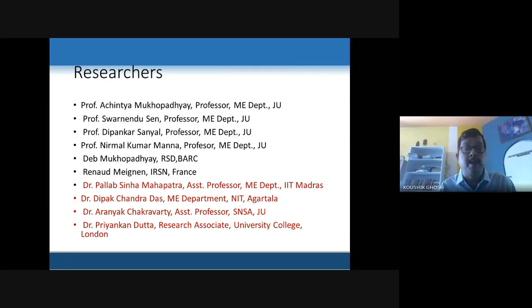First, let me just highlight the researchers involved in this work. I essentially work in a group. You can see here Professor Achinta Mukhopadhyay, Professor Swarnendu Sen, Professor Dipankar Sanyal, and Professor Nirmal Kumar Manna, who are involved in this work. We also have some collaborations: Dev Mukhopadhyay from Bhabha Atomic Research Center, and Renaud Meno from IRSN France. I spent 1 year in France for some postdoctoral research in this field.